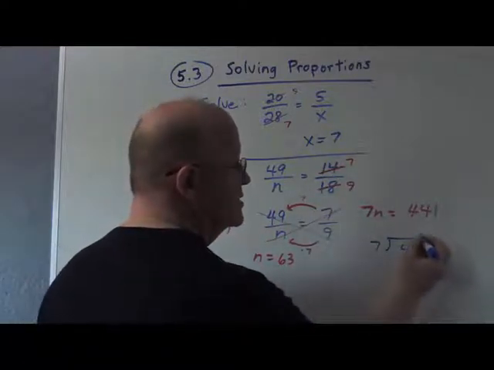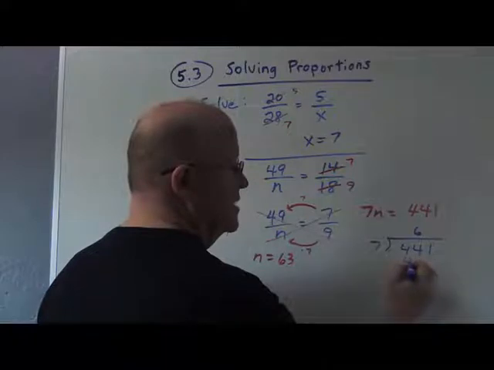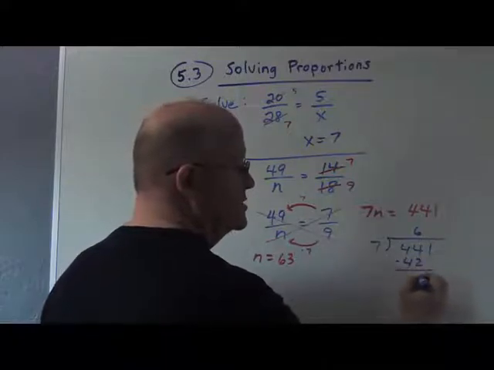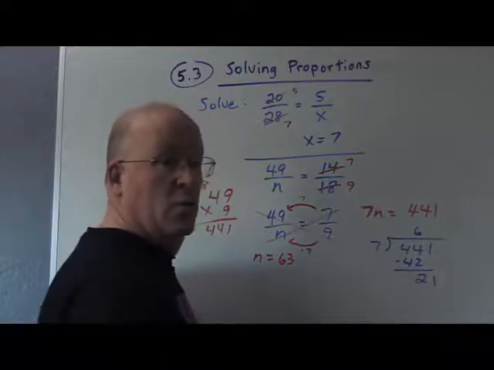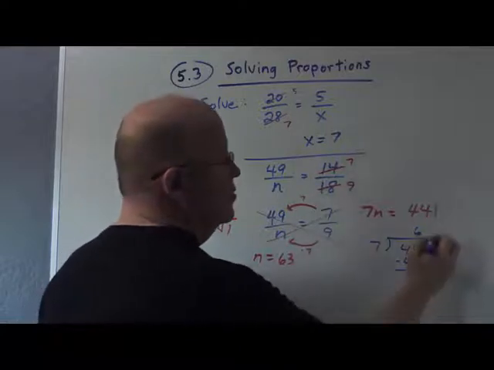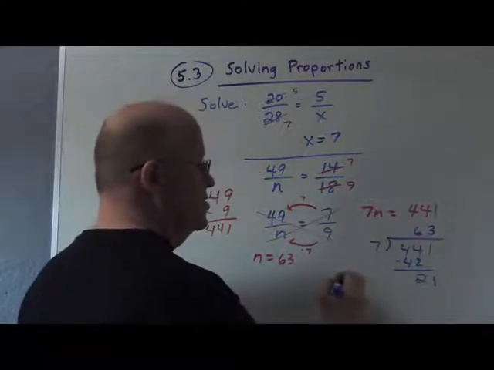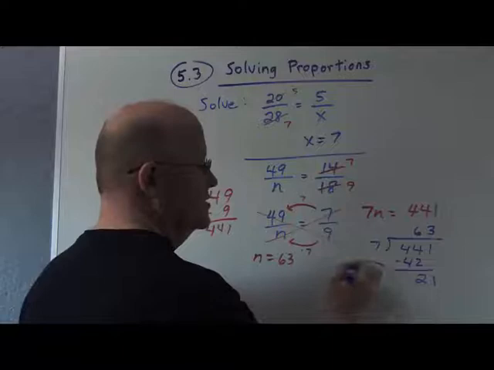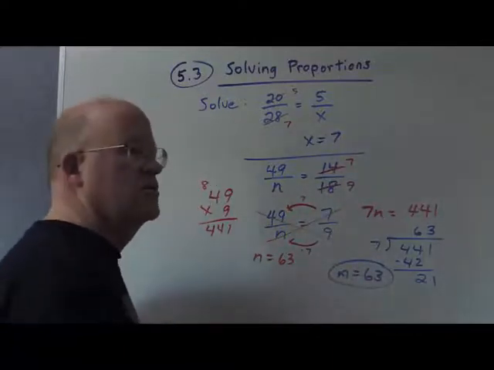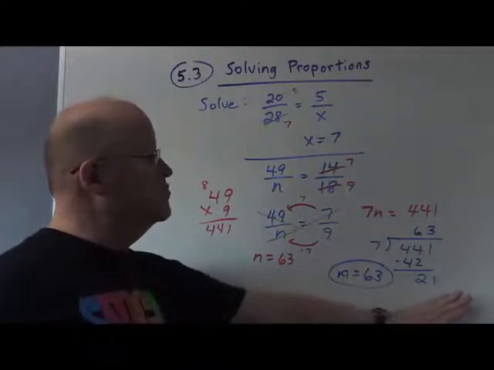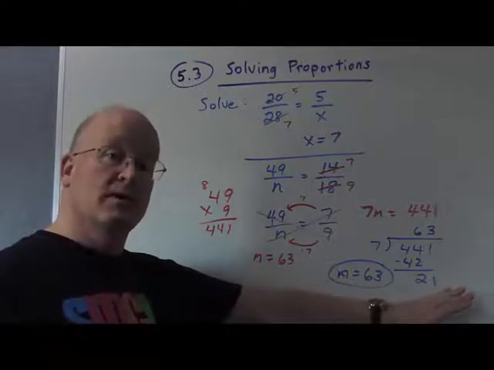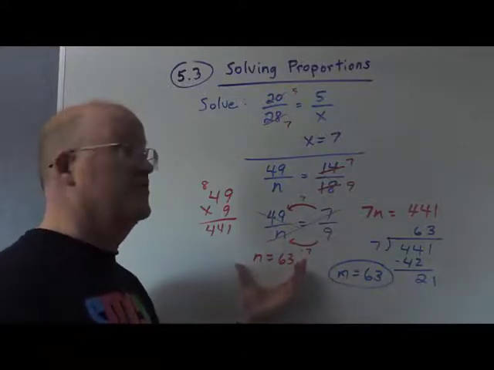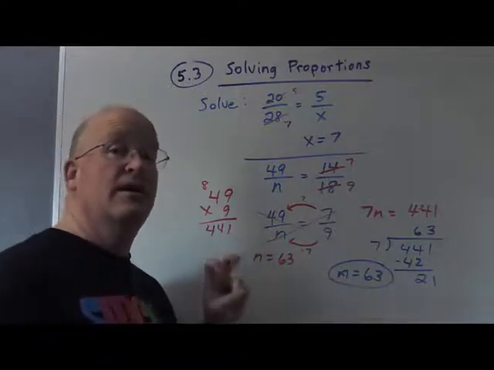7 goes into 42 6 times, giving us 42. We can subtract and get 2, bring down our 1. 7 goes into 21 3 times. And so there we have n equals 63, which matches what I told you intuitively. This process on the right always works. This process on the left only works when the numbers are nice.